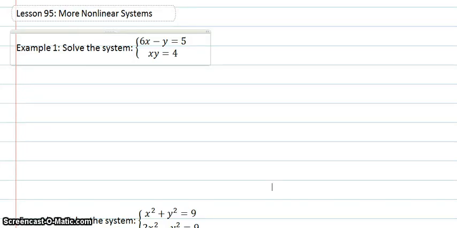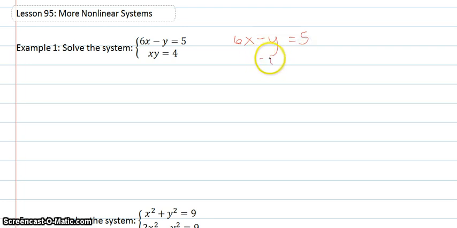Alright, on lesson 95 we're looking at nonlinear systems, and we have a line and a hyperbola in the first example. What I'm going to do is use substitution. I'm going to get the y by itself. So I have 6x minus y equals 5. So negative y equals negative 6x plus 5, and then I'll multiply everything by negative 1. So y equals 6x minus 5, and that's what I'm going to fill in for the y here.